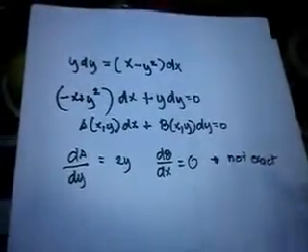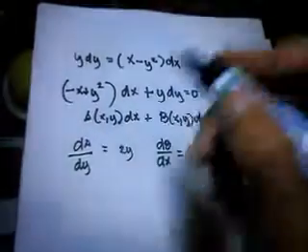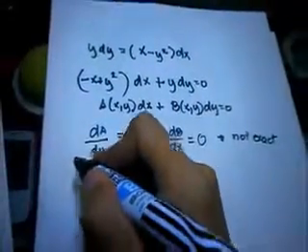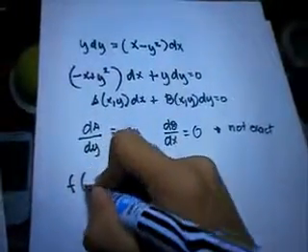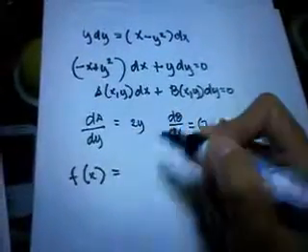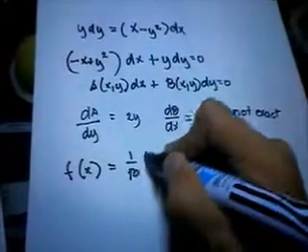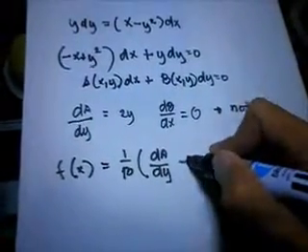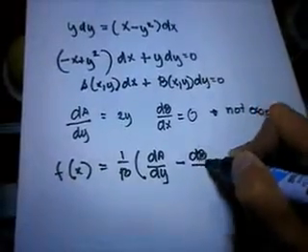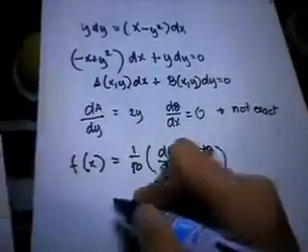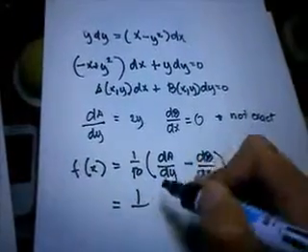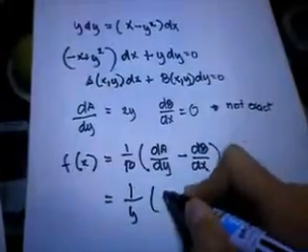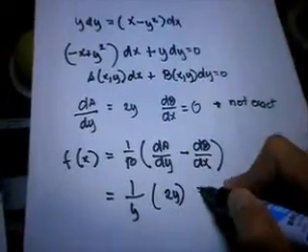So we need to find an integrating factor which, if we multiply it to our original function, will make it an exact equation. So how do we do that? First we have this function: 1 over B times dA dy minus dB dx. Let's substitute the values. For B we have y, and dA dy is just 2y, and we get 2.